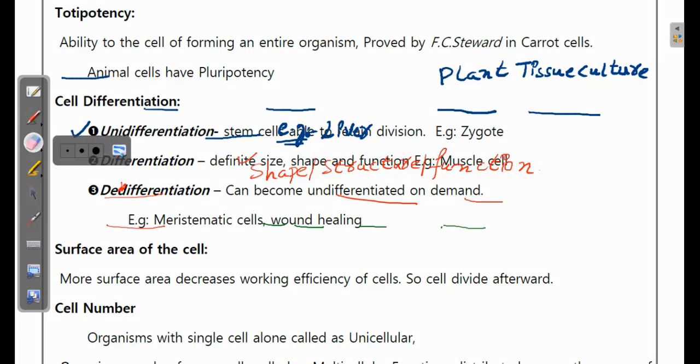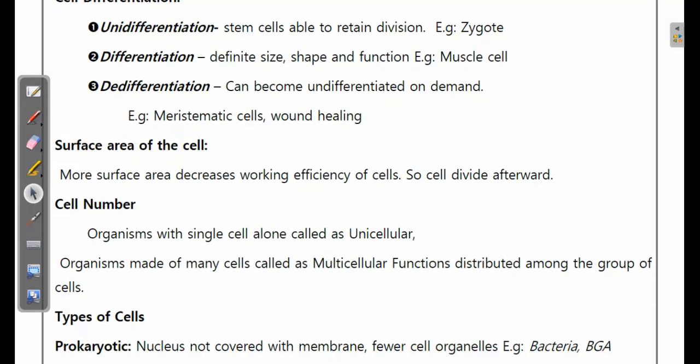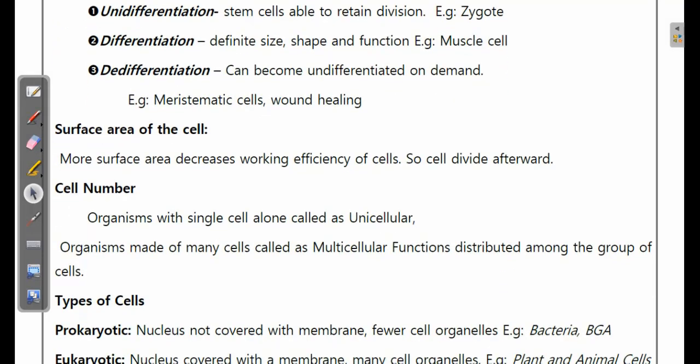Alright, let's look at one more property of the cell. The cell's functioning is based on the region, and the size of the cell always prefers a smaller surface area. If there is a smaller surface area, the cells can easily take substances in and out. Whenever there is more surface area, there won't be much efficiency in the work of the cell. So that's why cells prefer smaller size, or smaller surface area. So what they're going to do is divide.